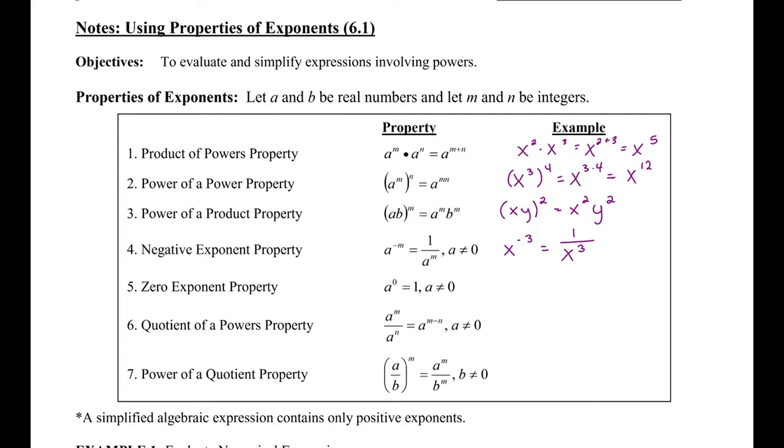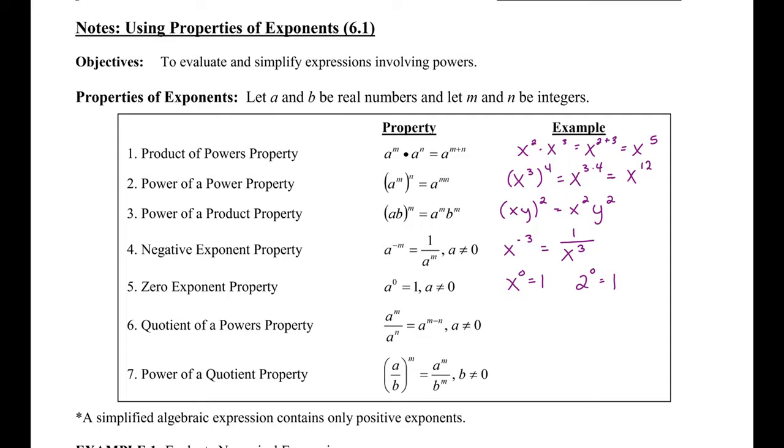The next one is the zero exponent property, which says anything raised to the 0 power is equal to 1. That could be a variable raised to a 0 power, or it could be a number raised to a power of 0. Both equal 1.